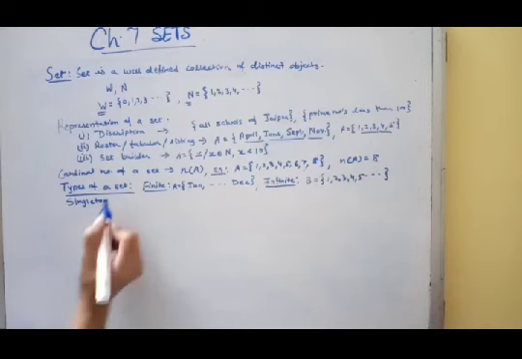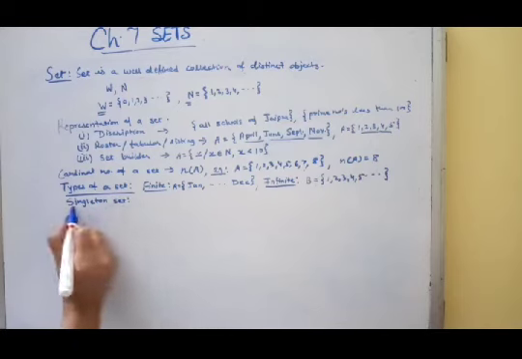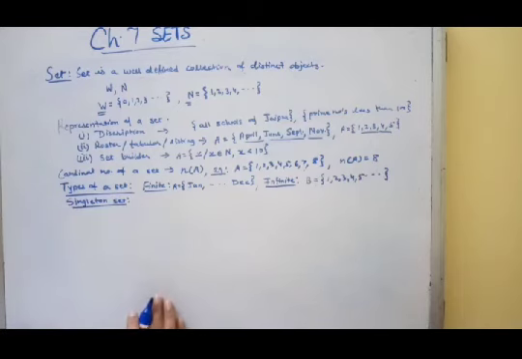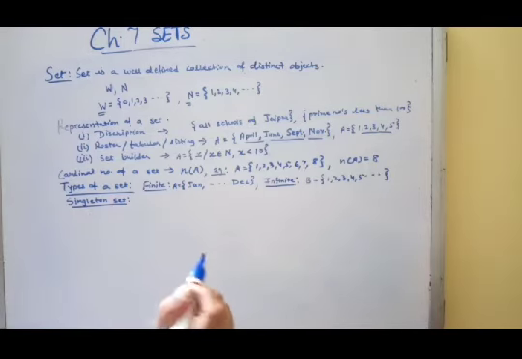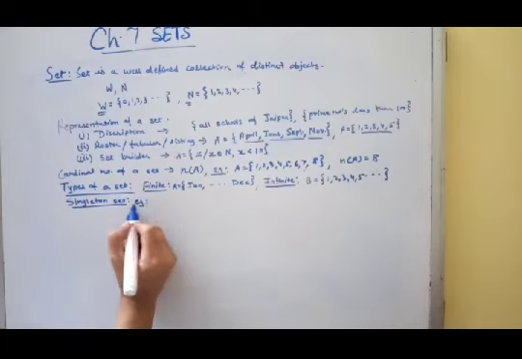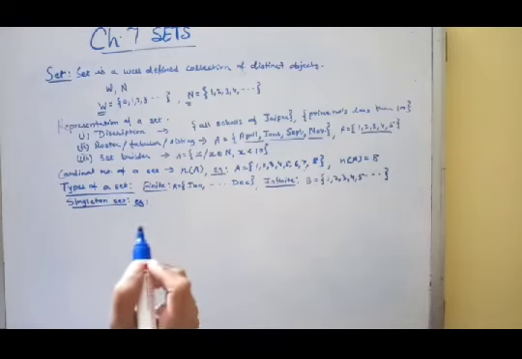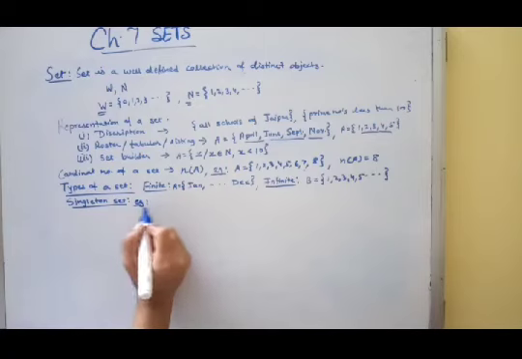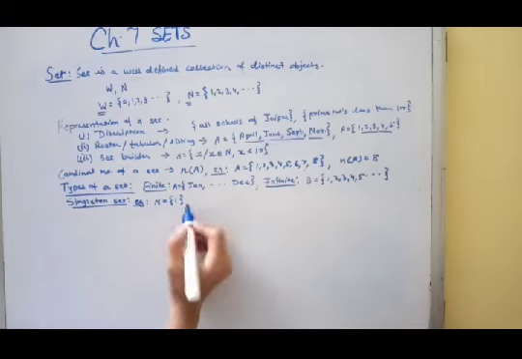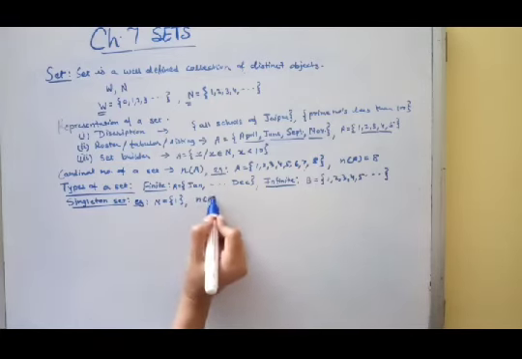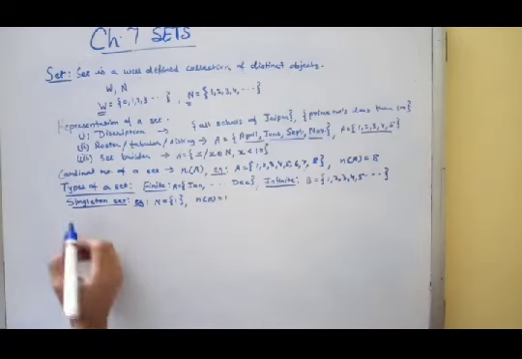Singleton means 1. A set that has only one element is called a singleton set, and the cardinal number of a singleton set is 1. For example, the set of natural numbers less than 2. The natural number less than 2 is only 1. So it is a singleton set and the cardinal number of this set is 1.